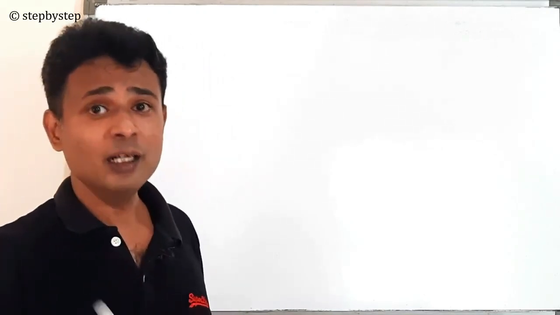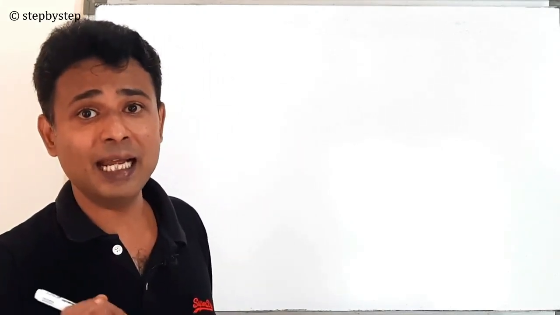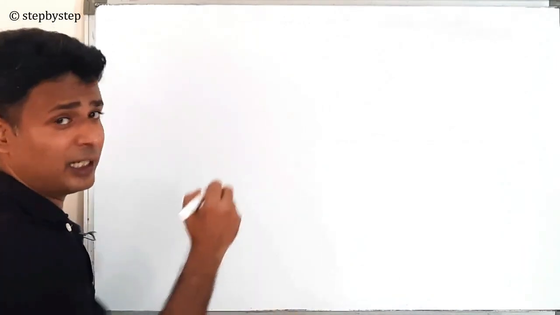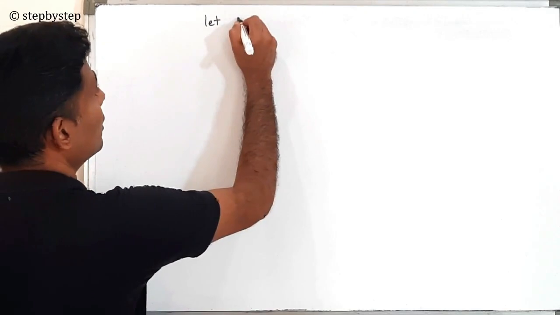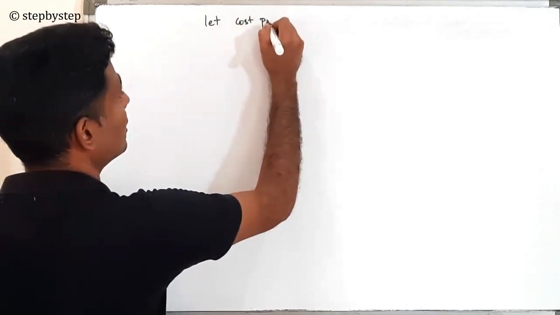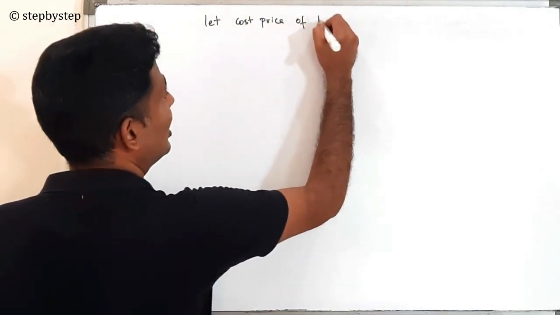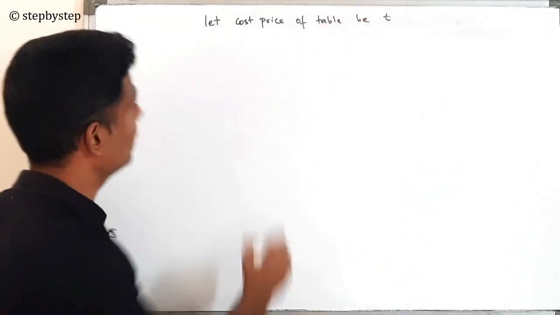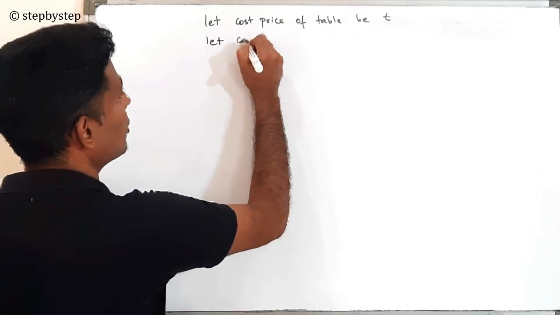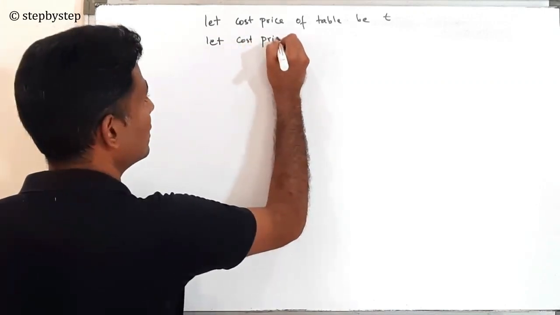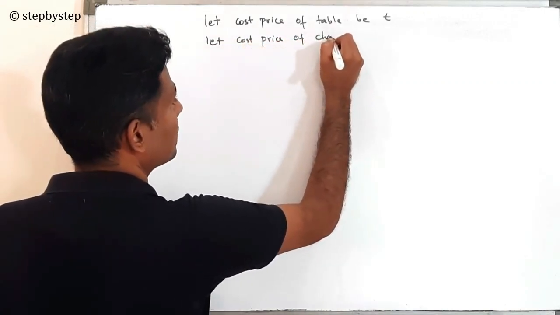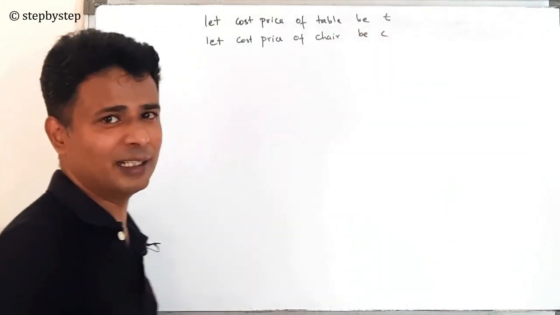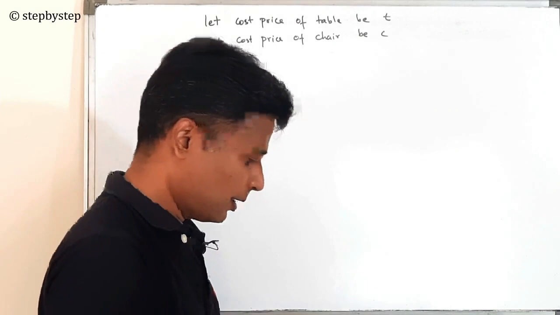So what do you have to find? You have to find the cost price of the table and the chair, right? So how do we start? What are our variables? Let the cost price of the table be T. Let the cost price of the chair be C. They are two different variables, right?